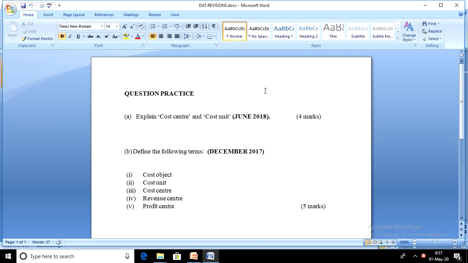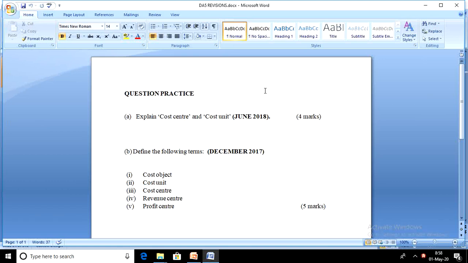a group of machines in a department, a work group. All those things can be considered as the cost center, or even a geographical area or part of a business that can be considered as a cost center as well. Now, this question had 4 marks, so meaning that when you describe the cost center, it's appropriate you also give an example of a cost center.